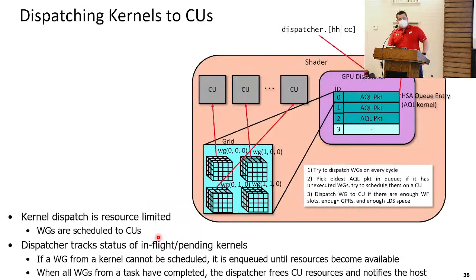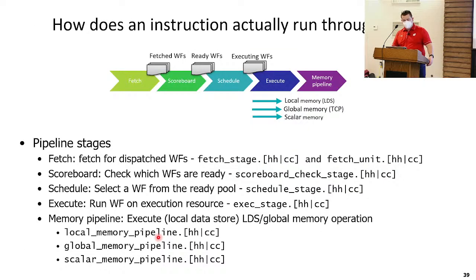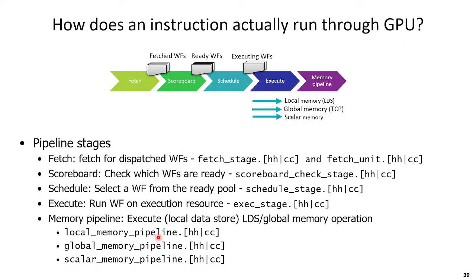Again, I have a few pointers in here if you want to look at the different components of how this actually works in gem5. And last but not least, before we get back to the compilation, in gem5 we model a pipeline that looks hopefully pretty similar to the relatively simple pipelines you learn about in undergrad courses. It has 5 stages: fetch, scoreboard, schedule, execute, and memory.